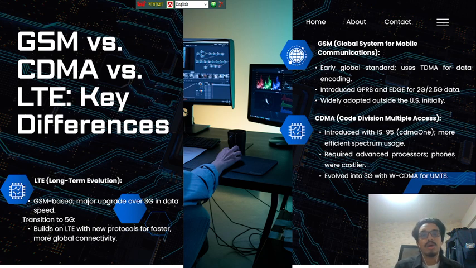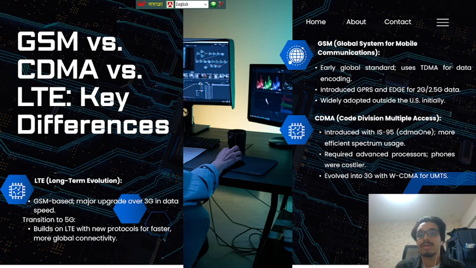So next, let's talk about GSM versus CDMA versus LTE, the key differences between these. We have talked about GSM. It has been the early global standard, which used TDMA for data encoding, and it introduced GPRS and EDGE, which correspond to 2G or 2.5G data. It has been widely adopted outside the US initially, not in the US first.